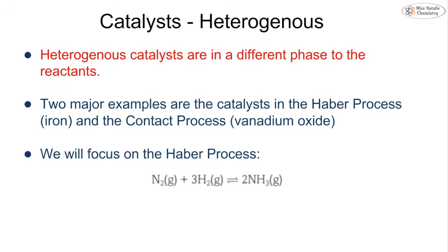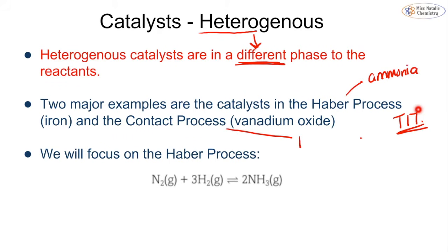The key one that we want to cover here is heterogeneous catalysts, and these are in a different phase. So this hetero means different. And the two major examples that you have to know, that again we will discuss later in topic 17, are the Haber process, which makes ammonia, and it uses an iron catalyst, and the contact process makes sulfuric acid, and it uses a vanadium oxide catalyst. But we'll discuss that later on in topic 17. We're going to put our focus onto the Haber process.